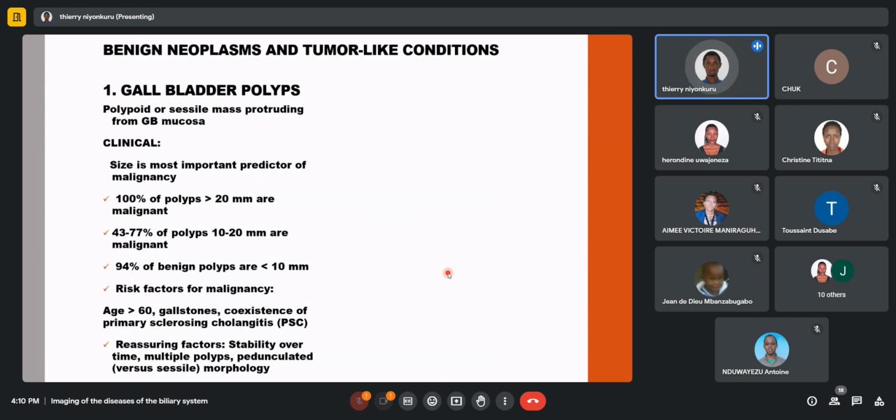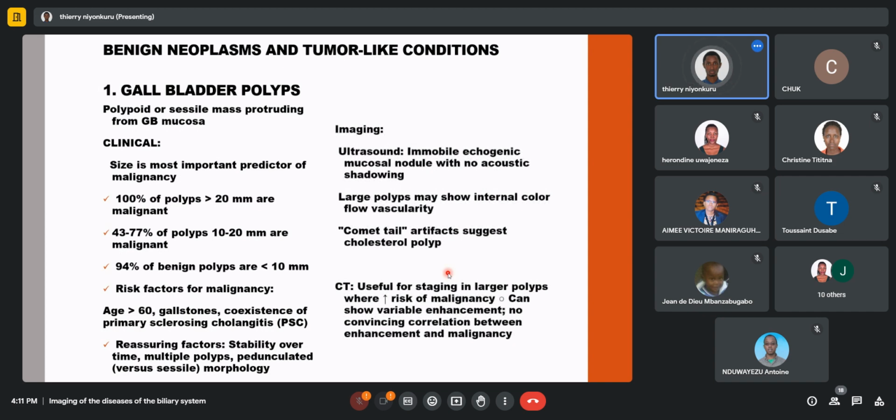There are some benign neoplasms and tumor-like conditions. We have gallbladder polyps. The size is the most important predictor of malignancy. When they are greater than 20 millimeters, it is suggestive of malignancy, but when they are less than 10 millimeters, mostly 94% are benign. The risk factors are age greater than 60, gallstones, and pre-existing primary sclerosing cholangitis.